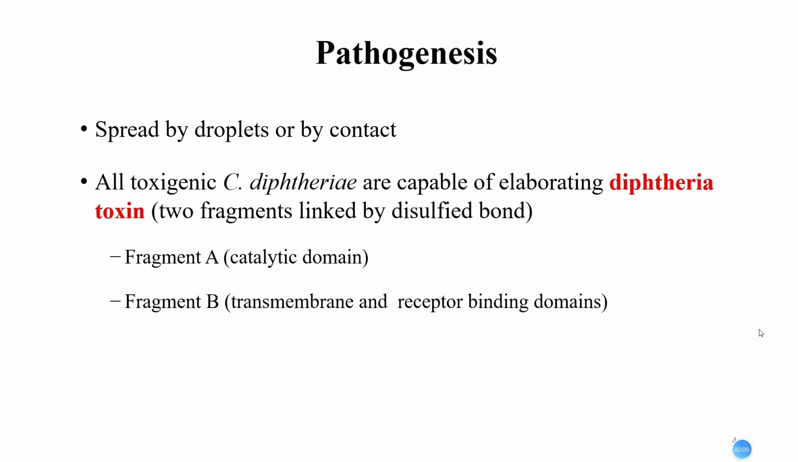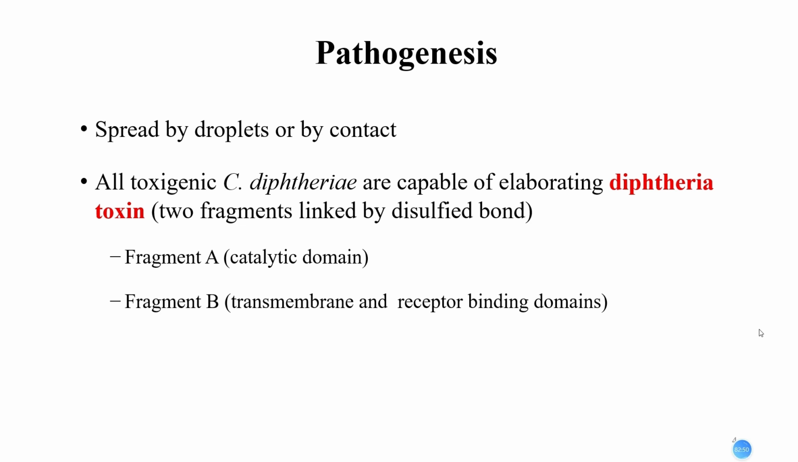Pathogenesis of diphtheria. It's spread by droplets or aerosol, so that when an infected person coughs, they would release the bacteria into the air in droplets, and it can cause person-to-person spread. All the toxigenic diphtheria bacteria are capable of elaborating diphtheria toxin. And this toxin is a two-fragment toxin. It's an exotoxin with AB structure.